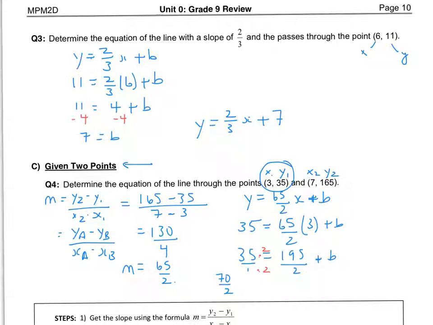Those are little dots for multiply. And at the same time, I had a plus 195 over 2 on the right side, so I'm going to undo that by subtracting 195 over 2 on both sides. So if I have 70 and I subtract 195, I get negative 125. So b is equal to negative 125 over 2. So my equation, therefore, is y equals, my slope was 65 over 2, x, and then plus 125 over 2.